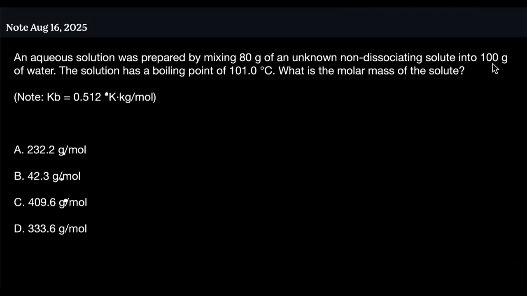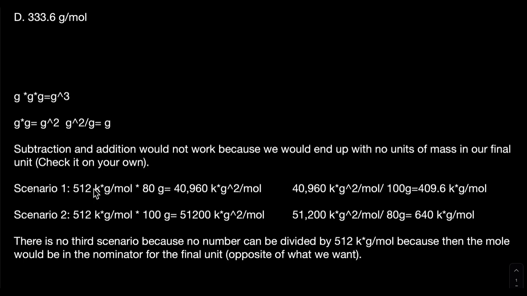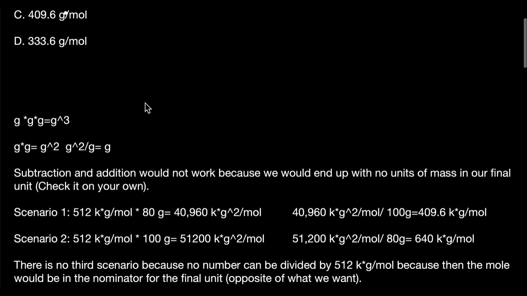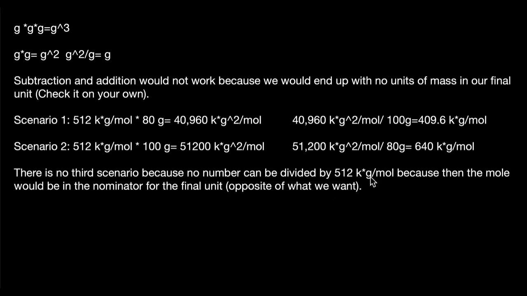So we got this number, and we got this number, and we got this number. So which ones should be multiplied? We don't know, but we can experiment, right? Because there are only two scenarios. Either you multiply 512 by 80 and then divide the final answer by 100, or vice versa. And there are no third scenarios because you cannot divide any number by 512, because in that case, mole, which should be in the denominator, would go up in the numerator. If you divide any number by 512 the unit would be upside down, so we don't want that.